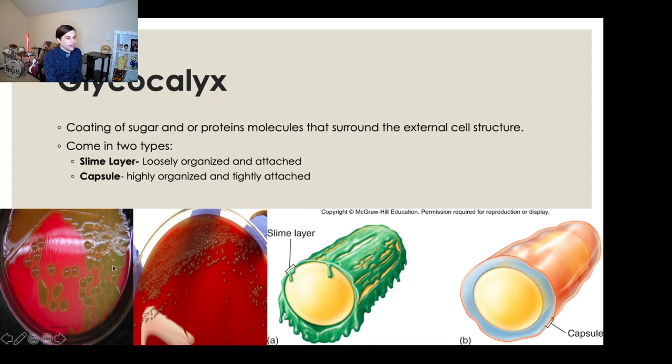So you can tell them apart on a petri dish if you look at them. This is a slime layer. It's significantly more oozy looking. It's kind of not very organized and things like that. Very blobby looking. Whereas you can see over here these really nicely, tightly compact, very shiny looking, very round colonies that have capsules around them because everything's highly organized together. So this is a slime layer versus capsules on a petri dish, and that's the difference between the two on a chemical level.